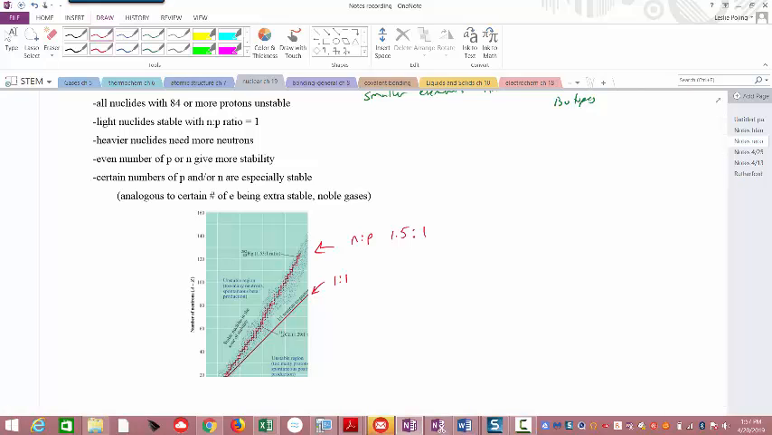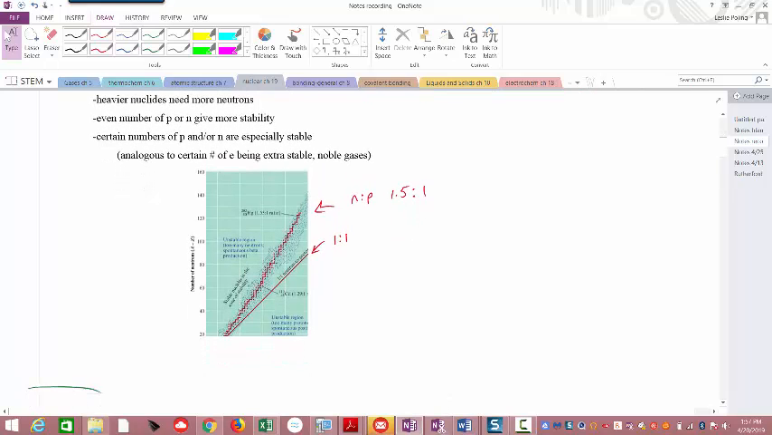Now, even numbers of protons or neutrons give more stability. There are certain numbers of protons or neutrons that are especially stable. And while this is observed, there's not a concrete explanation as to why, but we have an analogy. It's like we have a certain number of electrons make things more stable, noble gases. Those half-filled shells were more stable than the in-between. So we have other instances of where certain numbers have given us certain stability.